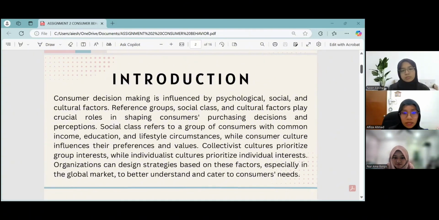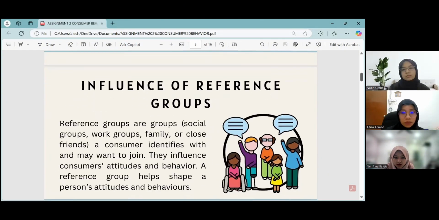Organizations can design strategies based on these factors, especially in the global market, to better understand and cater to consumers' needs. For the next presenter, we are going to play her presentation video.